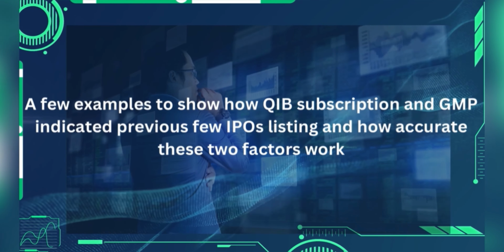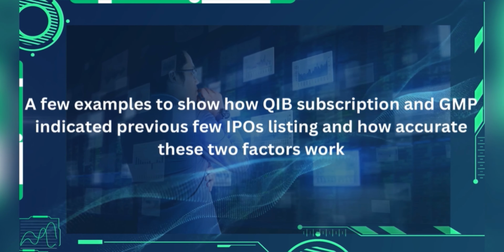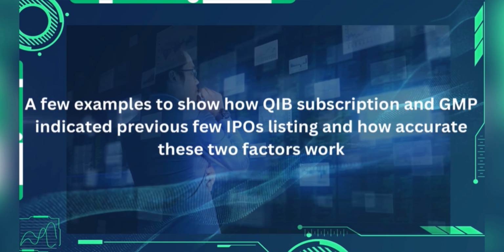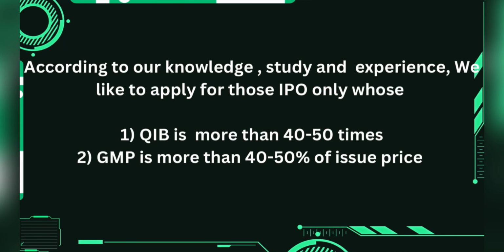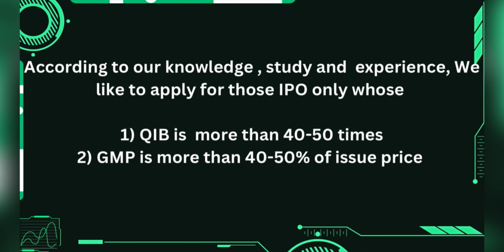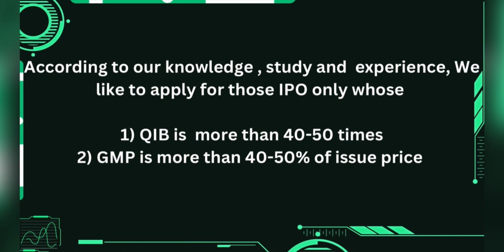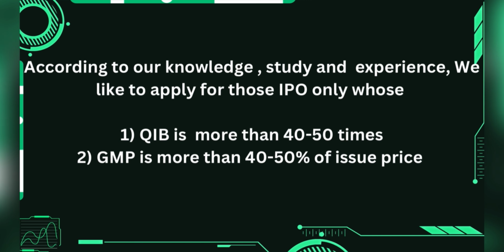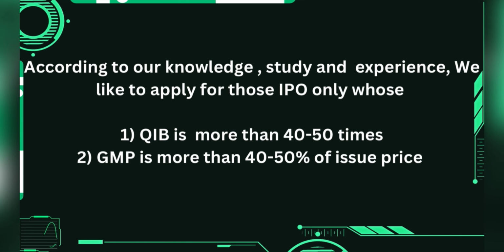Now we will show, with the help of a few examples, how QIB data and GMP might help you overview if the IPO you apply in will be profitable or not. Personally, we like to focus on only those IPOs whose, first, QIB is more than 40 to 50 times. Second, GMP is more than 40 to 50% of issue price.